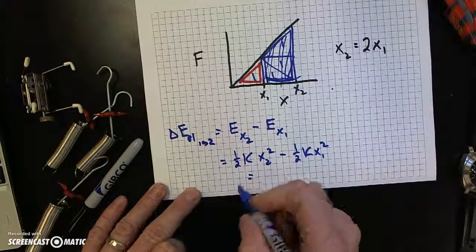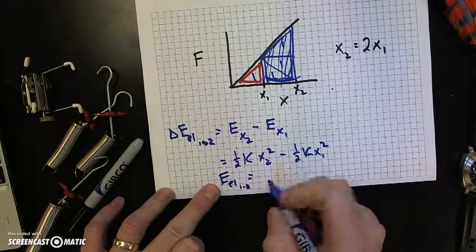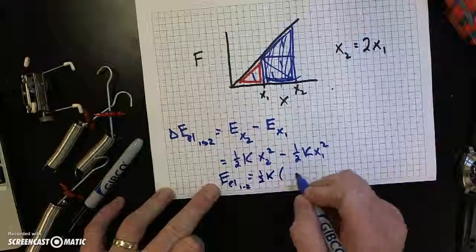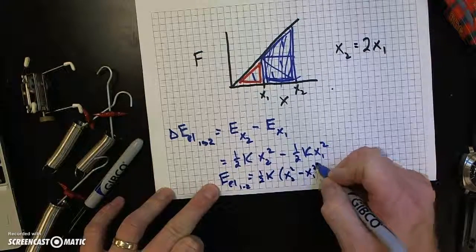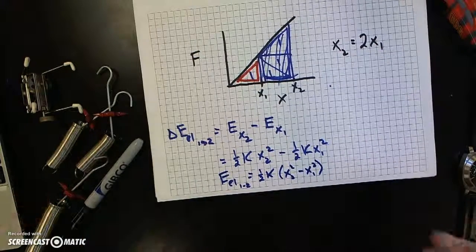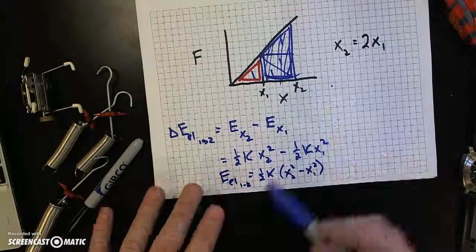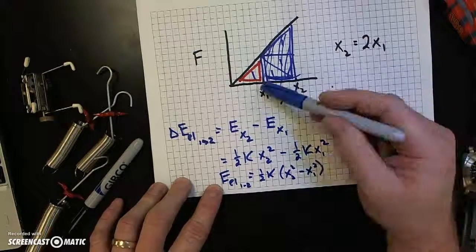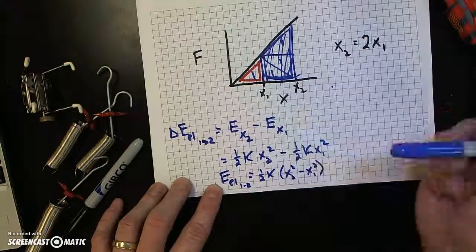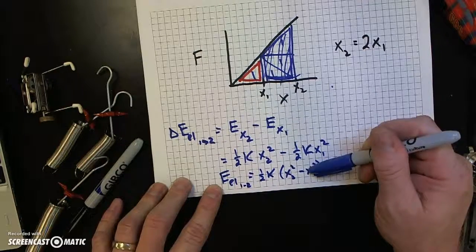So I can pull that out. EL from 1 to 2 would be 1/2 k times the quantity x2 squared minus x1 squared. And there you have it. So that would be the energy it would take to stretch a spring out that was already stretched. And this might be more generic, because if I want to know how much energy it would take to go to x1, my initial position is 0. So I just plug in my 0 for this, and it all works out.